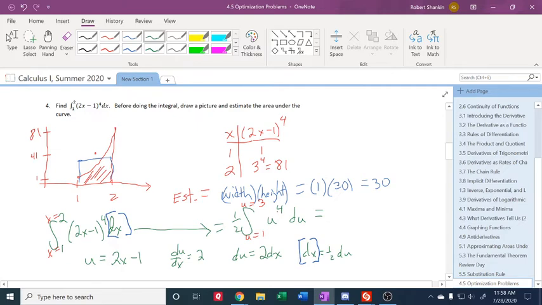So then I'm going to get u to the 5th over 5. The over 5 and the 1/2 will combine to be 1/10. And I'll evaluate that from u equals 1 to u equals 3. I'm going to get 1/10 times 3 to the 5th minus 1, because 1 to the 5th is still 1. And then when I do 3 to the 5th, I'll punch that out of my calculator. 243 minus 1, 242. So it's 242 over 10.